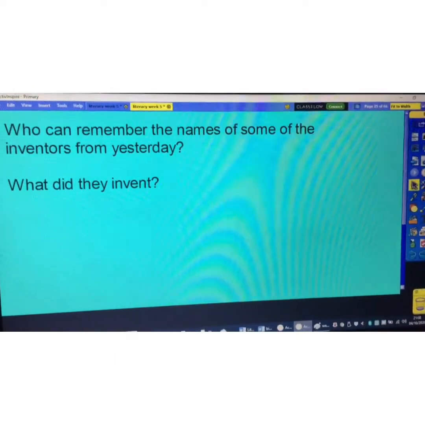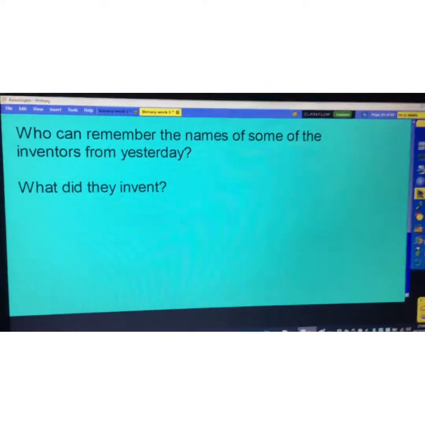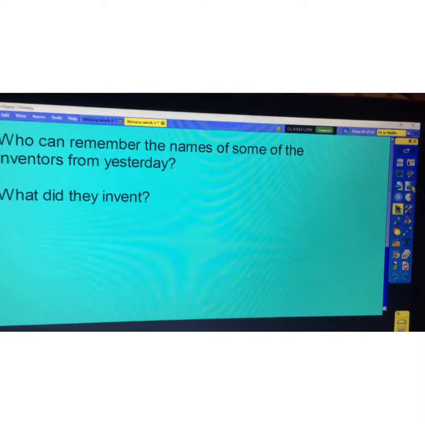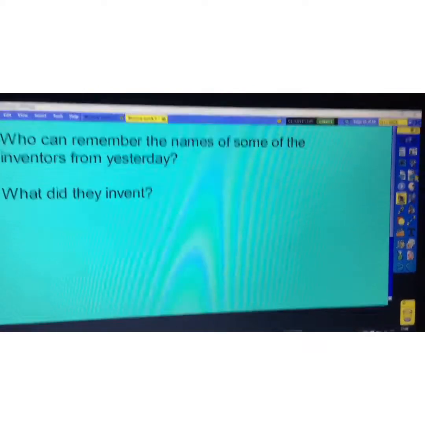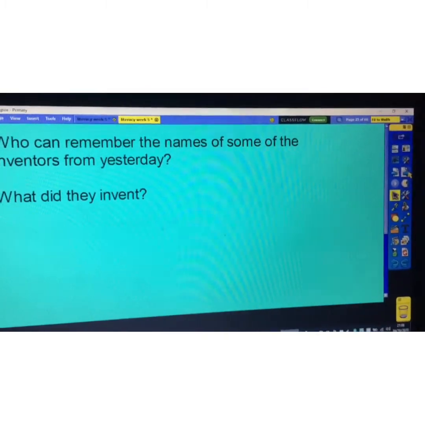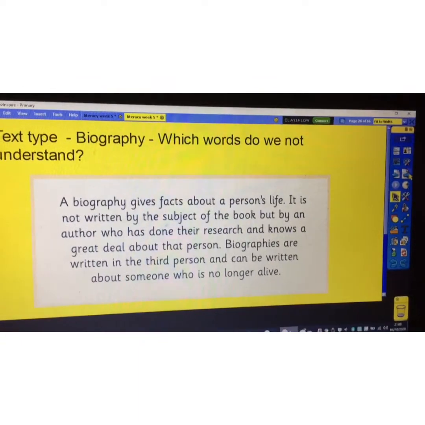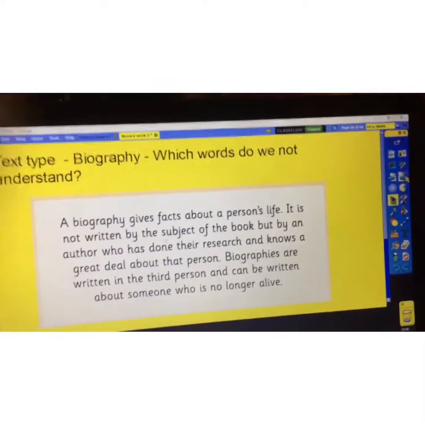Just to start off with, if you can think back to yesterday, see if you can remember some of the inventors that we talked about yesterday and what they invented. If you can remember any of those, add them as a comment underneath this post. See if you can remember any. So our text type for these 2 weeks is a biography.